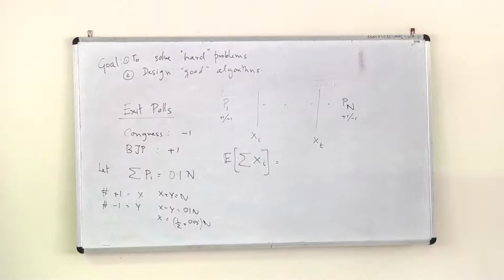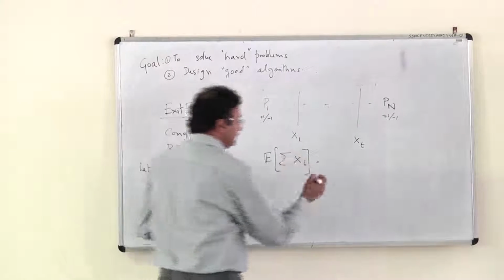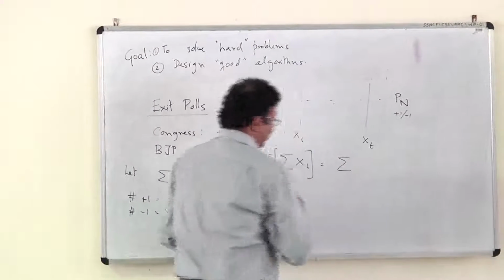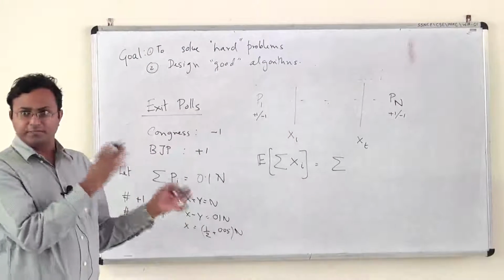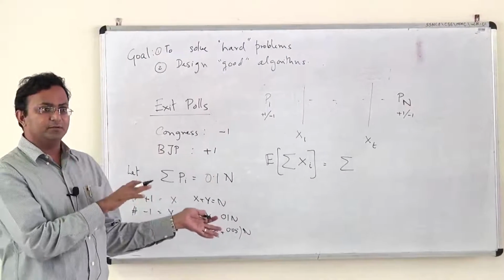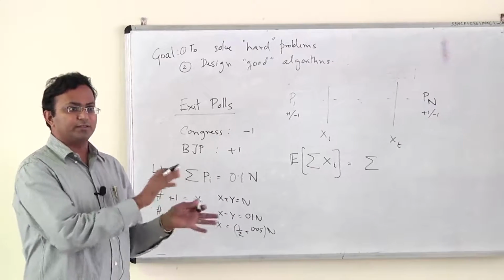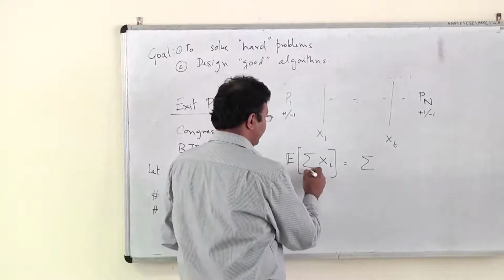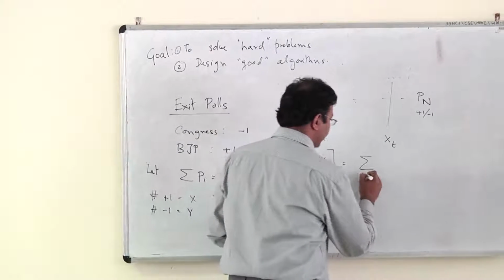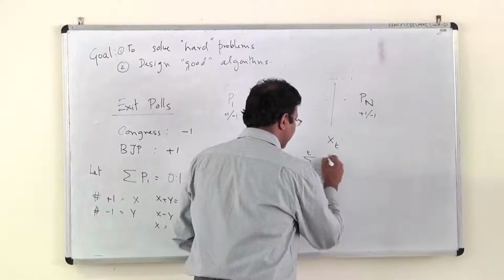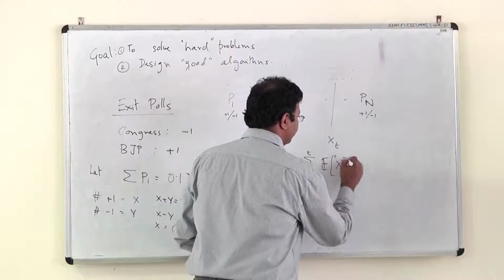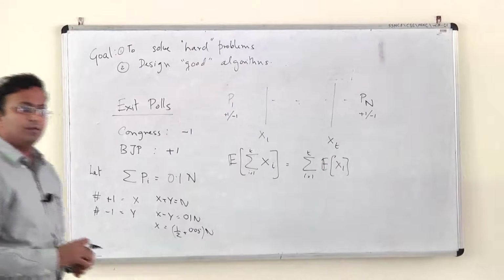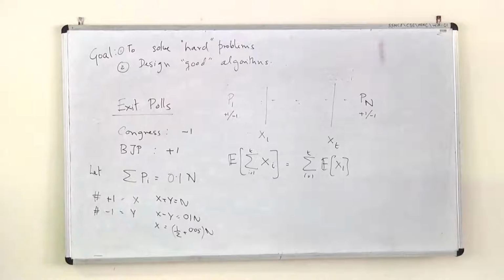What is the expected value of this? If you remember, there is linearity of expectation: the expectation of a sum is the same as the sum of the expectations. So this is the sum from i equals 1 to t of the expected value of xi. And what is the expected value of xi?